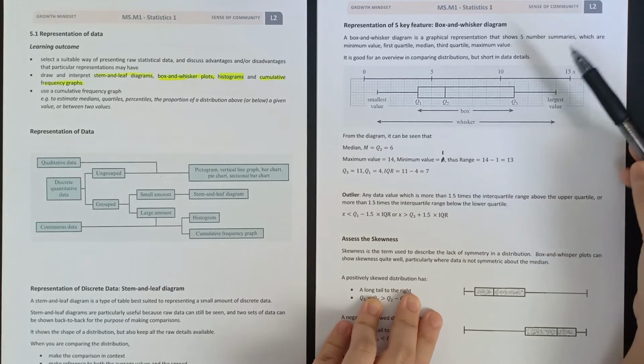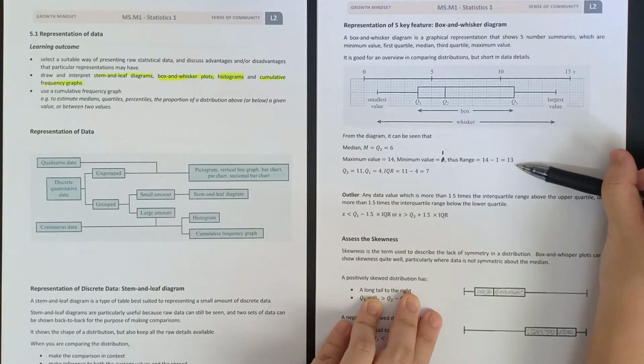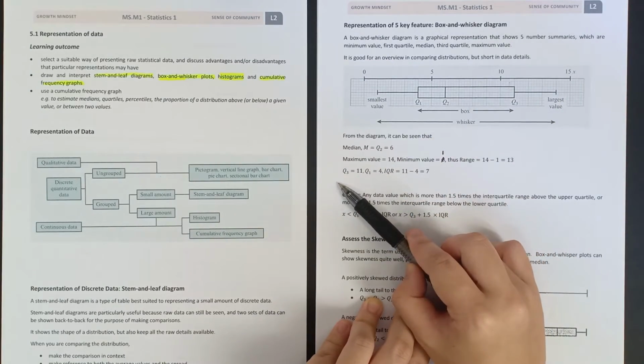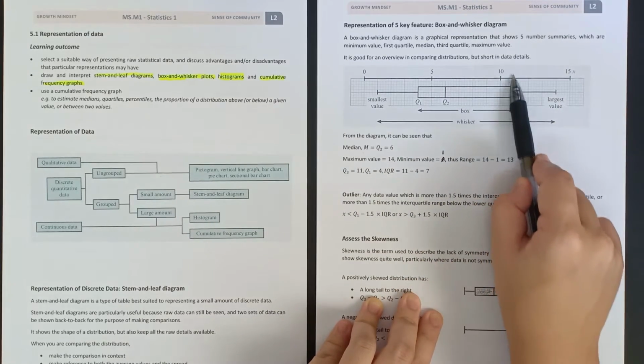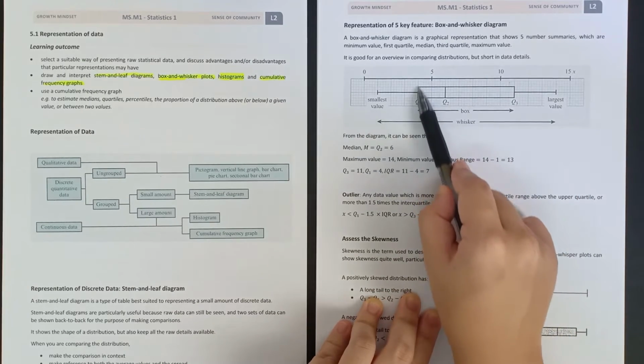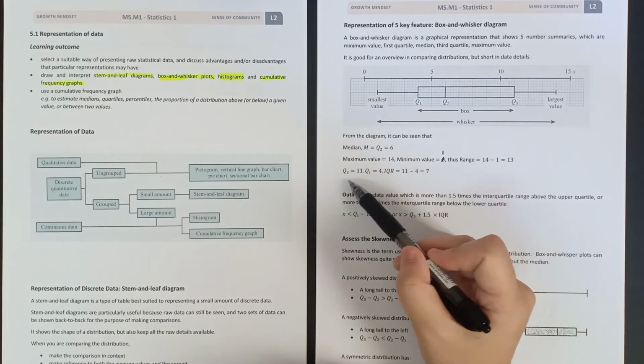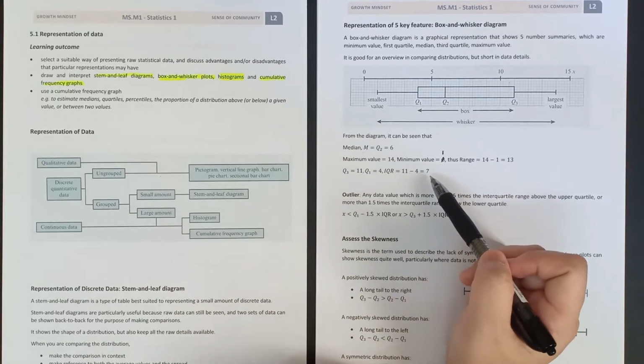And then what is your range? It's going to be 14 minus 1, so this is how you get 13. For your Q3, it will be here, which is represented by 14. And then Q1 is 4, which is here. Then your IQR, meaning interquartile range, will be your Q3 minus Q1, which gives you 7.